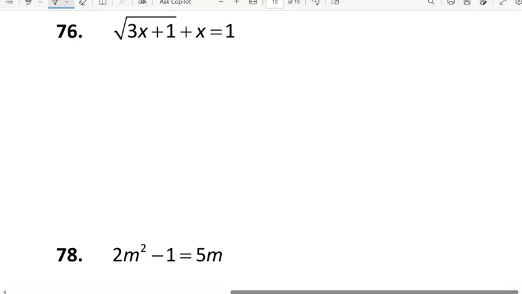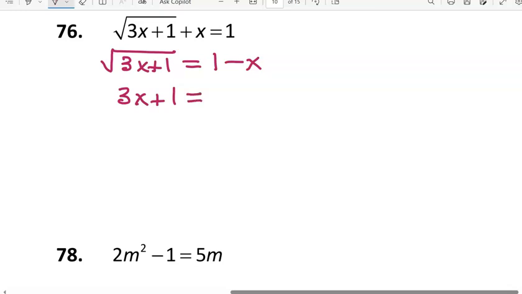In number 76, we have a square root equation for which there is potential for an extraneous solution. So we just need to be aware of that so that we check all of the solutions that we get. So first I'm going to isolate the square root by subtracting x. And now we can square both sides. Squaring a square root just reveals the contents of the square root, 3x plus 1.